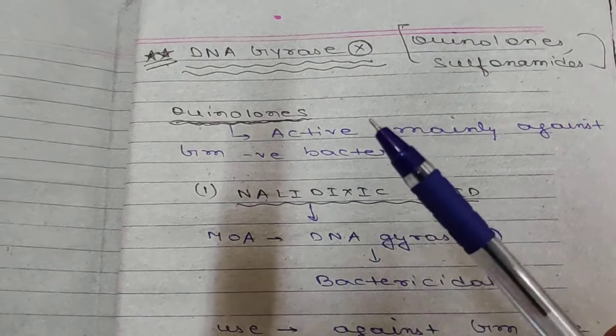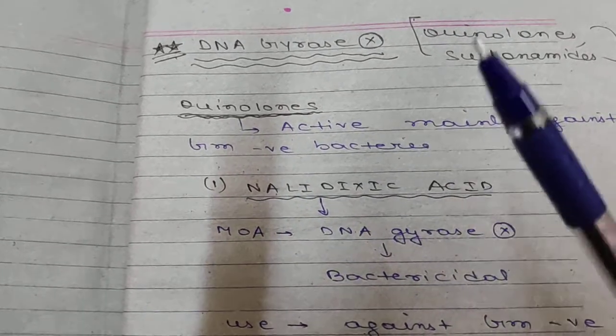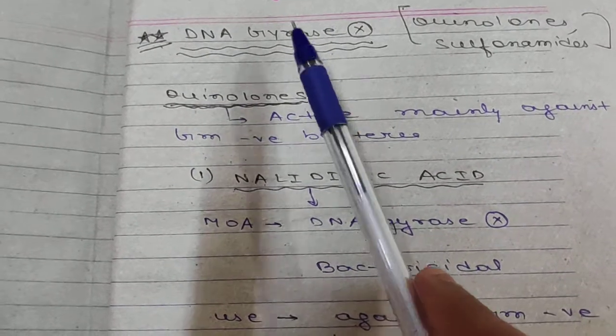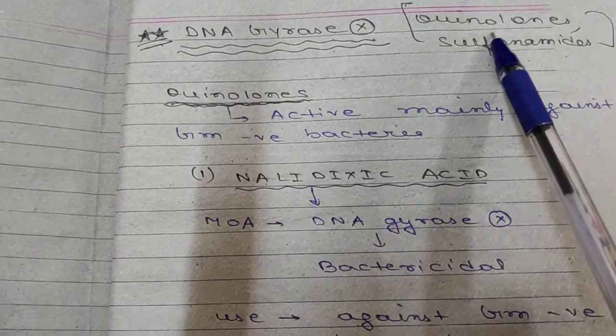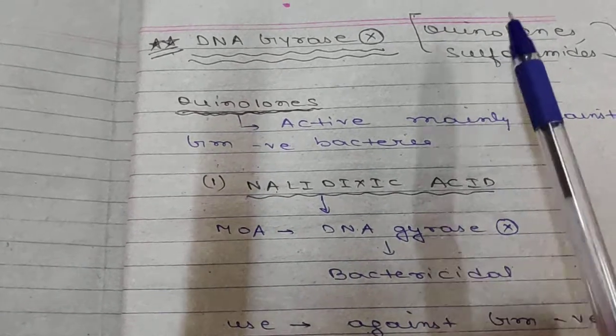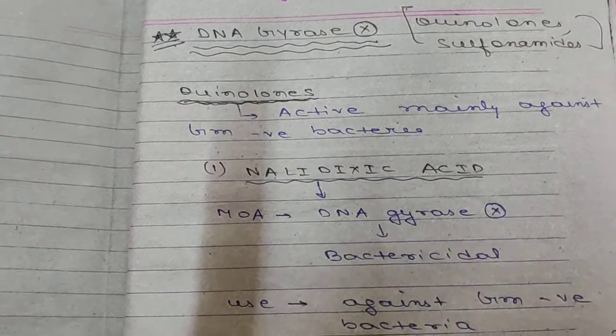So hello friends, in this video we are now going to start with the antimicrobial drugs, and the first we are going to discuss the DNA gyrase inhibitors. In that we will discuss two groups of drugs: the first is your quinolones and the second one is your sulfonamides. These two groups of drugs come under the DNA gyrase inhibitors.